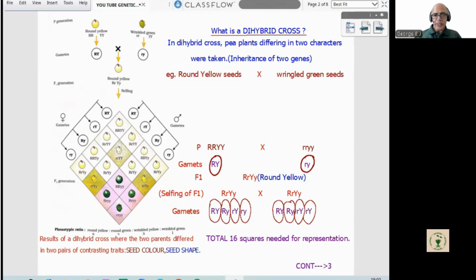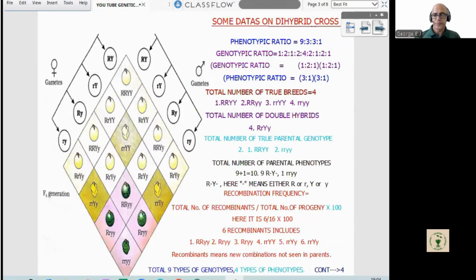To represent crossing of four gametes with four gametes, we need 16 squares, and that is the diagram given here. These are the results of a dihybrid cross, where the two parents differed in two pairs of contrasting traits, seed color and seed shape. Below the diagram is the NCERT statement. I think this page is clear. Now we can proceed to the next page.